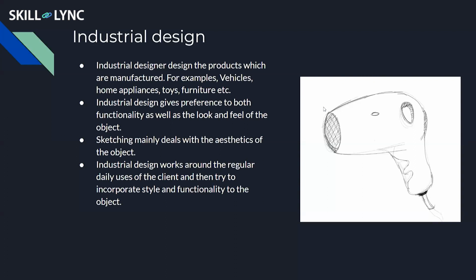So next is your furniture. Whatever furniture you have, it should look good, right? So in all these examples that I have, vehicles, home appliances, toys, furniture, one common point is that they should look good. Whatever you're doing, they should look good. That is why we do industrial design. Next comes the aspect of aesthetics. Aesthetics is nothing but that it should look good. That's it. That is the intention.